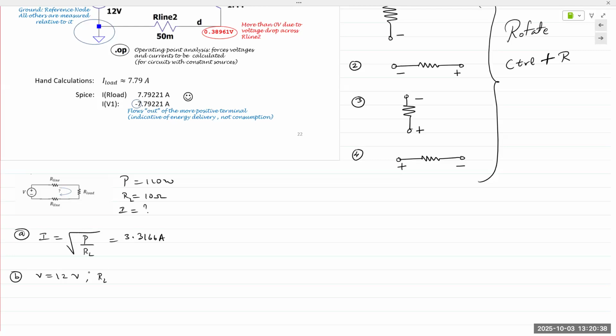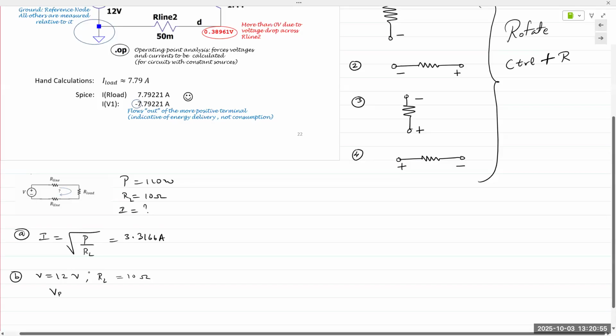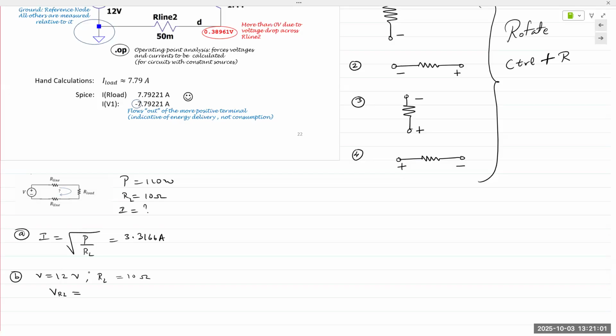V equals IR. So what is the voltage across RL? RL is 10 ohms. We found I in sub question A. So what is VRL, the voltage across RL? What is that voltage? Sure, somebody can calculate and find out. How much? 33.106. All right.